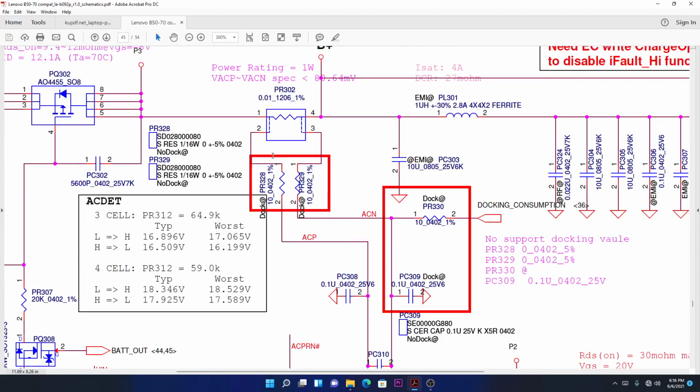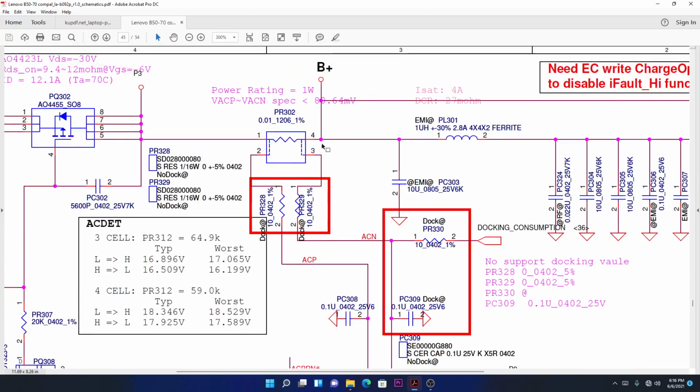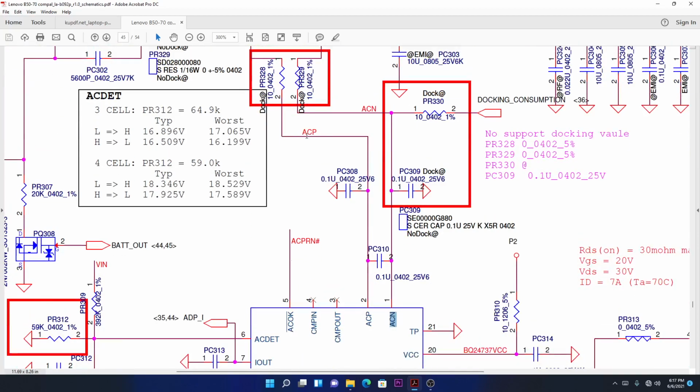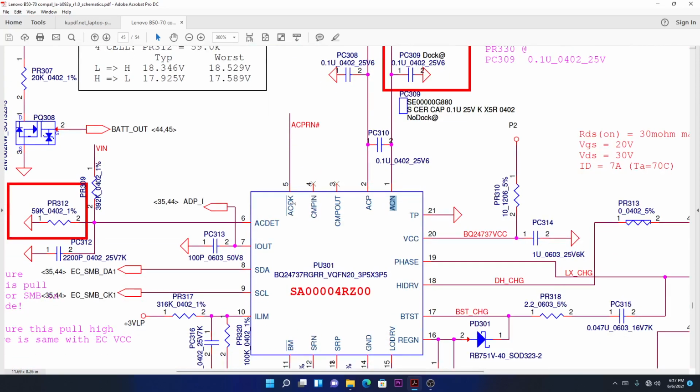The current sensor is so important because it needs to know how much power the computer is withdrawing at that specific time. Every chip needs to know how much power the PC is using. It needs some sort of feedback from a current sensor with ACP and ACN. Let's go back to our charging section.